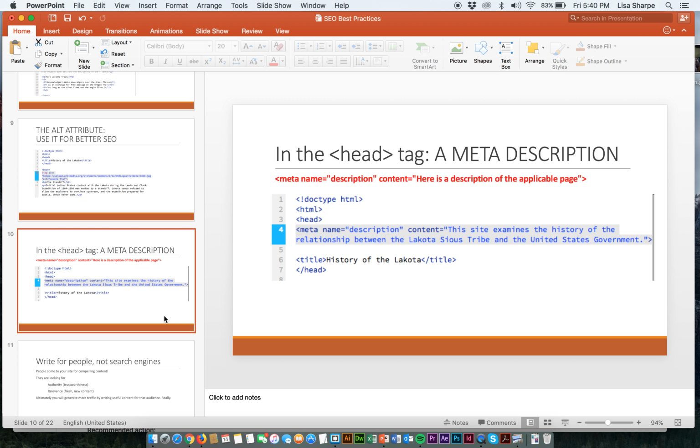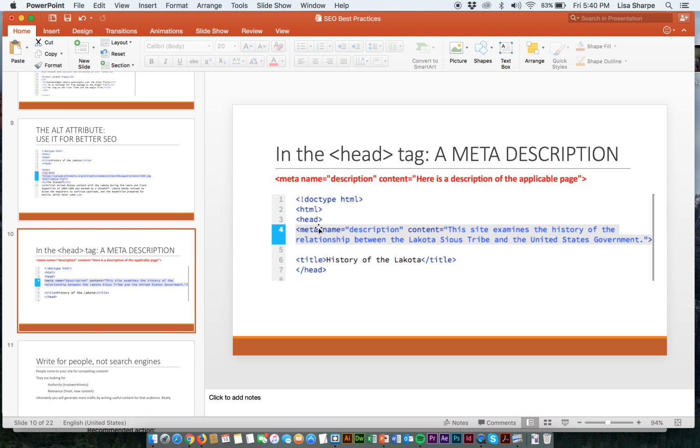Now here's another thing we haven't talked about. In your head tag, in addition to your links to style sheets, Google Fonts, and all that other good stuff, we are going to put a meta name description into our website. On each page, we want a description of what that page contains, so a summary. This is what is going to end up showing up on the search engine. So our meta description: this site examines the history of the relationship between the Lakota Sioux tribe, hey, I misspelled that, and the United States government. Okay, so that's my meta description.